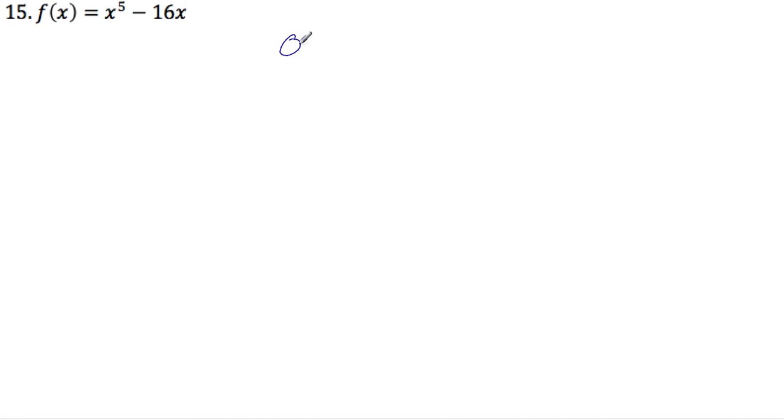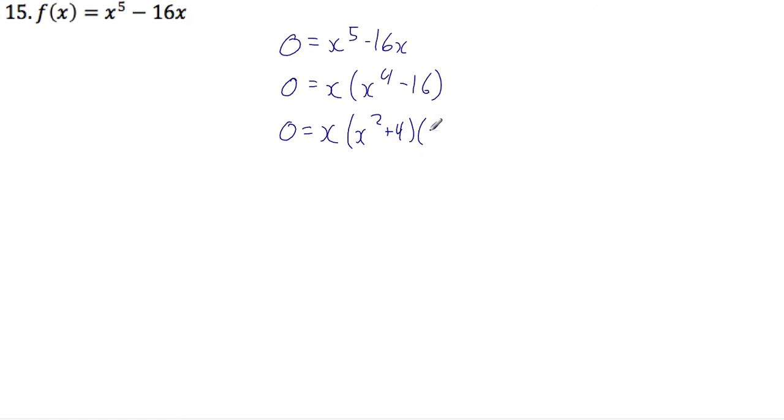Here, same deal. Set equal to 0 and factor. When you factor, you want to factor out the greatest common factor first. In this case, it's an x. So we get x to the 4th minus 16. Oops. x to the 4th minus 16 is a difference of 2 squares. So I get x squared plus 4, x squared minus 4.